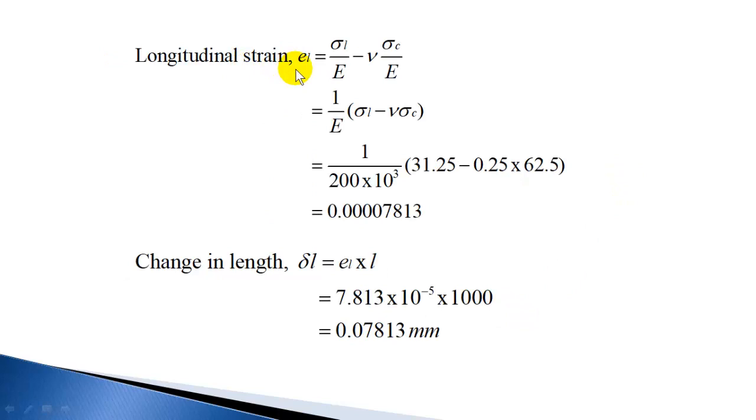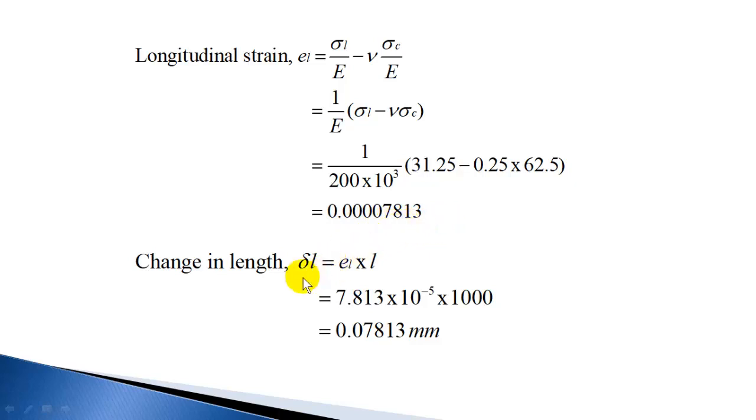Now longitudinal strain EL is sigma L by E minus nu sigma C by E, or 1 by E into sigma L minus nu sigma C. E is 200 into 10 raised to 3, sigma L, the longitudinal stress, is 31.25, sigma C, the circumferential stress, is 62.5 and nu is 0.25. So this will give the longitudinal strain as 0.00007813. This is the change in length per unit length of the cylinder.